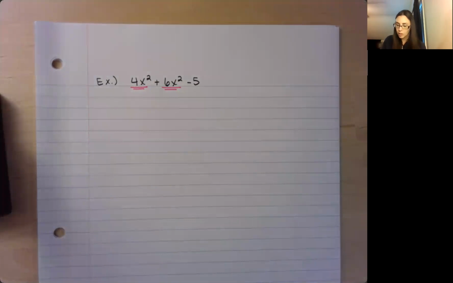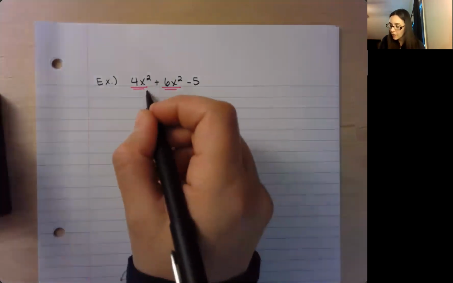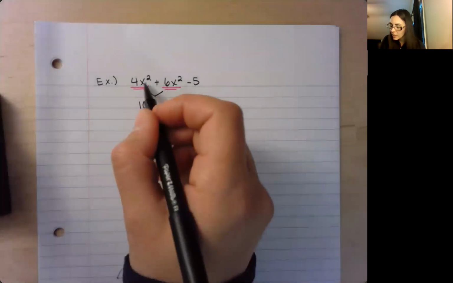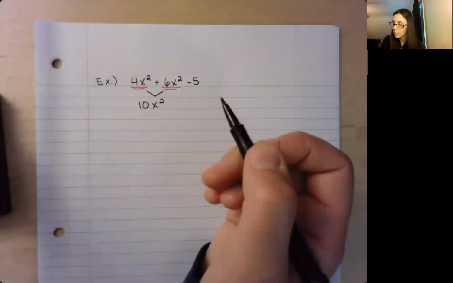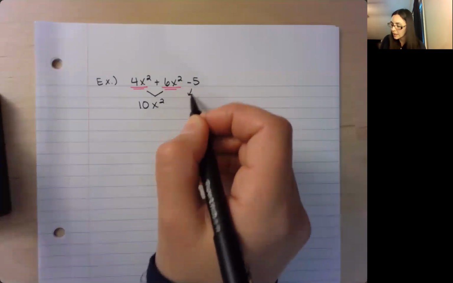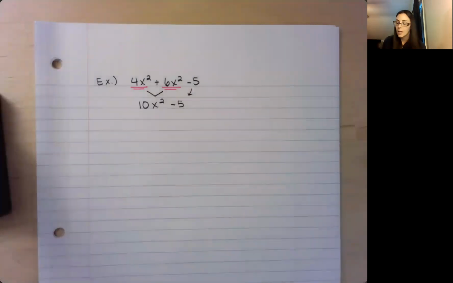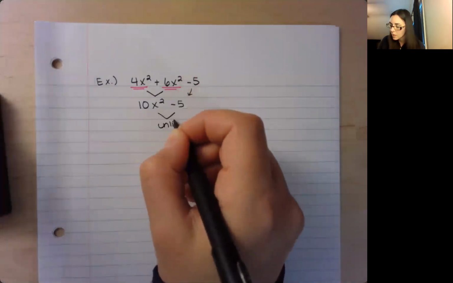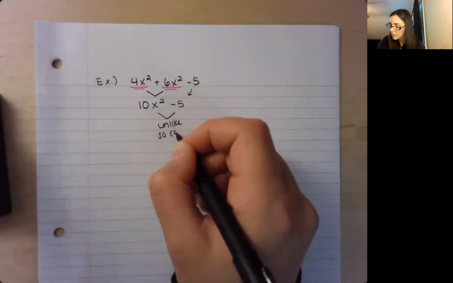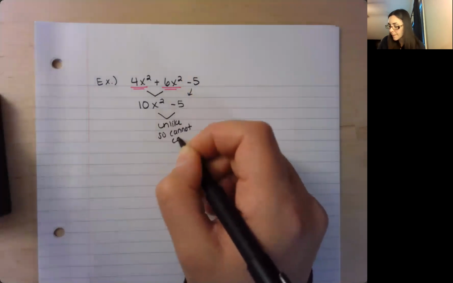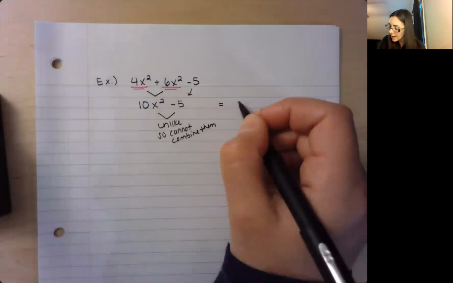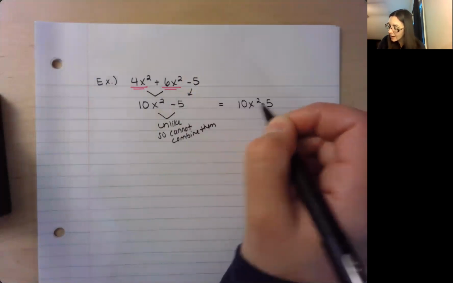So I'm going to do my like terms first. Here I have 4 plus 6, which is 10. And then the x squared stays the same. You're going to bring that minus 5 just right down. Now, these are now unlike terms. So we cannot combine them. So our final answer is 10x squared minus 5. We're going to have to stop.